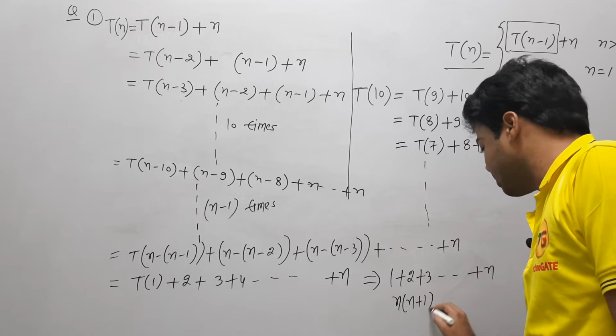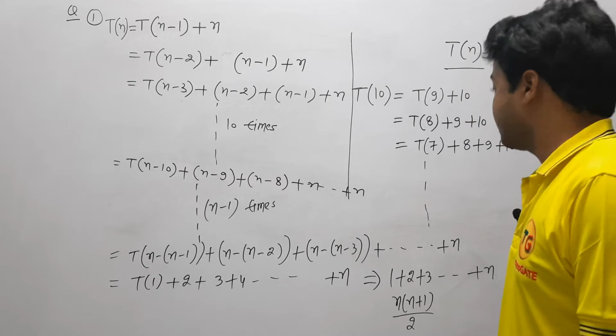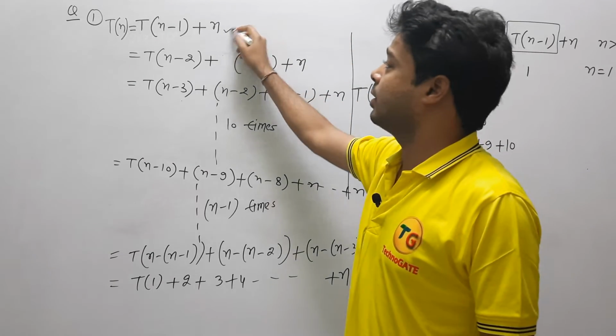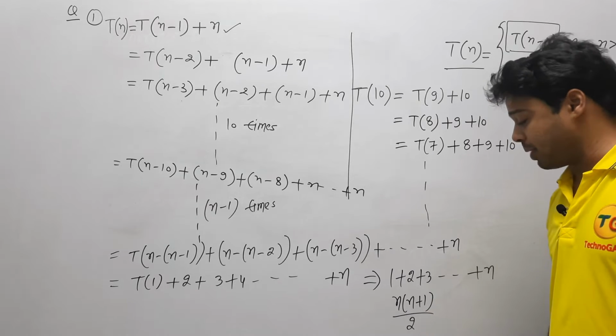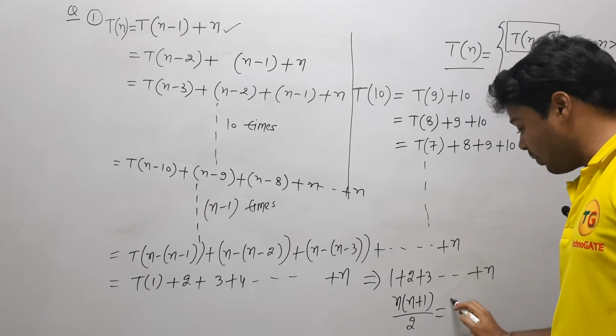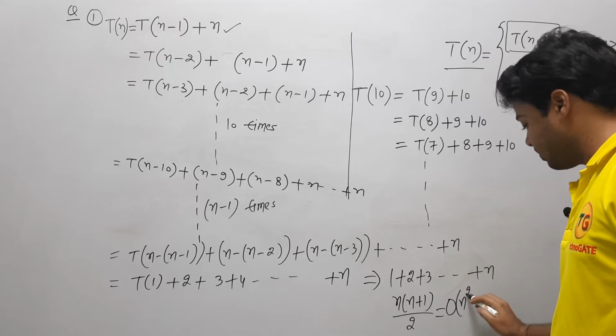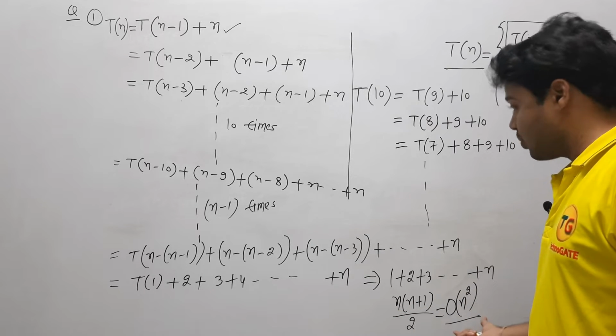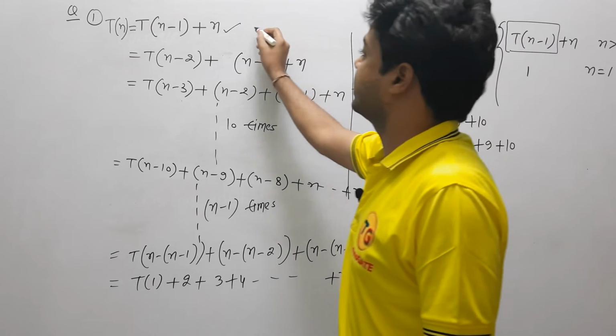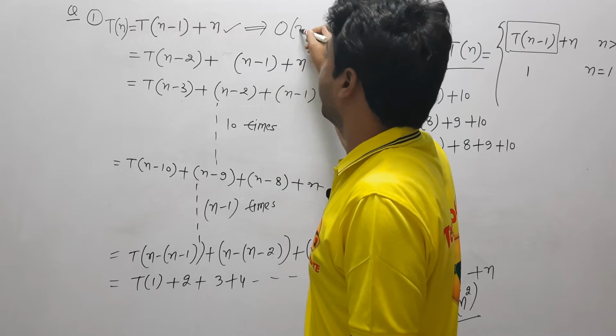n plus 1 by 2. So this recurrence relation gives this expression, n into n plus 1 by 2, and this is the upper bound of order of n square. So n into n is n square. So the time complexity for this recurrence relation is order of n square.